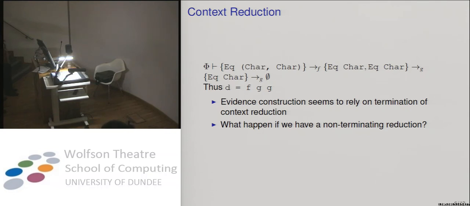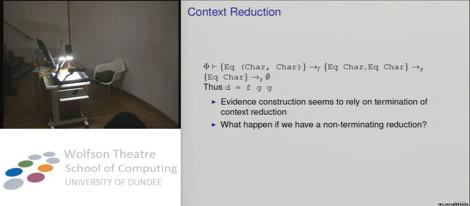So within the process of constructing evidence, it seems like we implicitly assume this process will always be terminating, right? Here we observe that this reduction begins with a pair of Char, and in the end it reduces to empty. Sometimes we might get an error because we might reduce to some other predicate like Eq Bool, where we didn't define the instance for Eq Bool yet. In that case, we can throw an error saying the instance of Eq Bool is undefined. So we implicitly assume this process will be terminating.